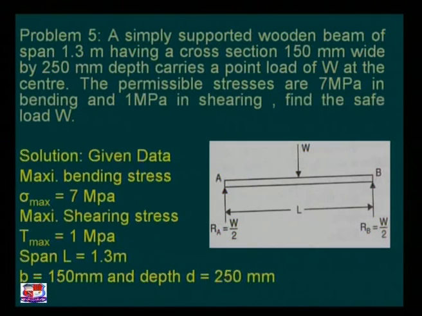What a good question which has been asked. This question is also a combination of all the 4 different things. Without the knowledge of all these things, a person cannot go ahead. Span of the beam which has been given is 1.3 meter, the maximum bending stress permitted is 7 megapascal, and the maximum shearing stress permitted is 1 megapascal. The cross sectional area given is 150 mm width, depth is 250 mm.